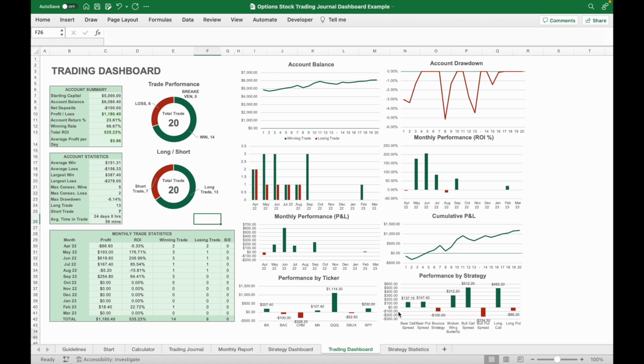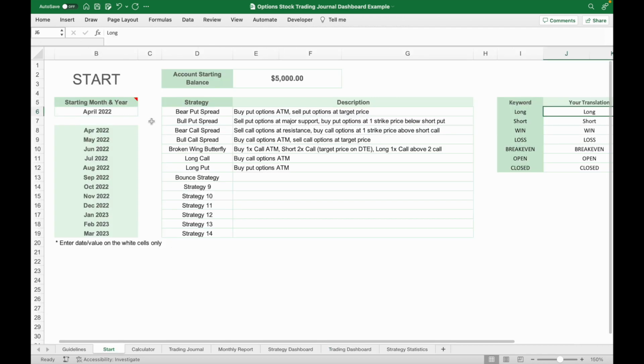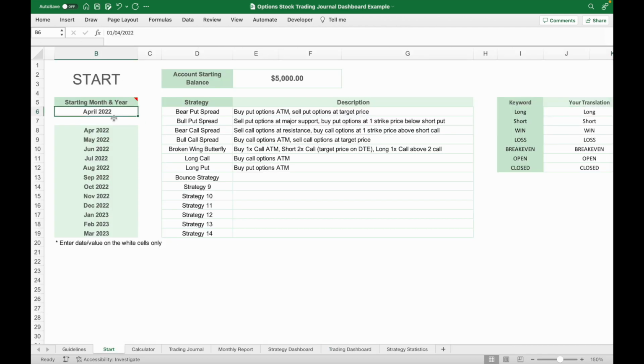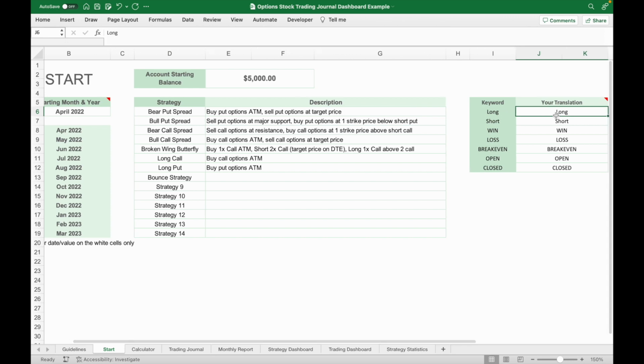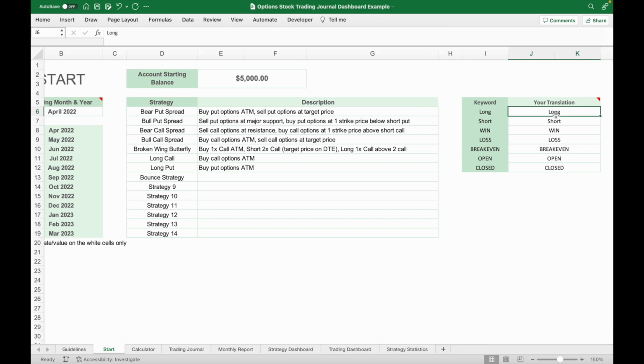Before you start using this trading journal, head over to the Start tab on the left bottom and input your starting month and year. You can input any month or year and it will automatically list out all the following 12 months. Next, input your account starting balance and define your trading strategy. If English is not your primary language, you can change some of the keywords in this journal to your language by replacing the words in the white cell. Once you're finished setting up your journal, you can start inputting your trading data.